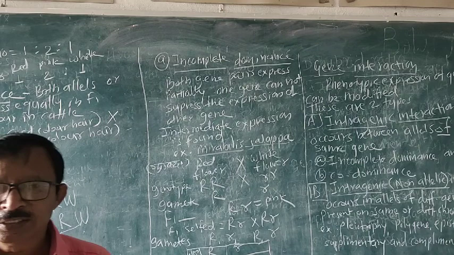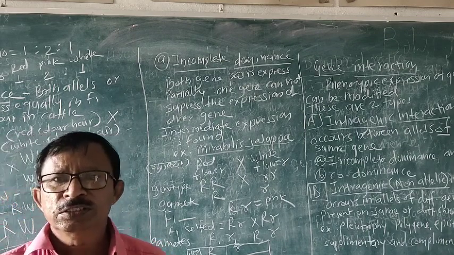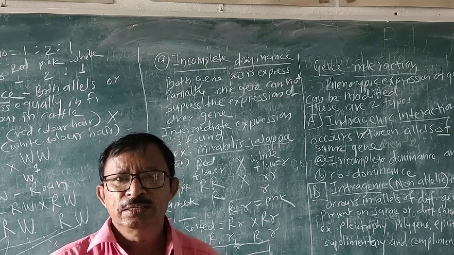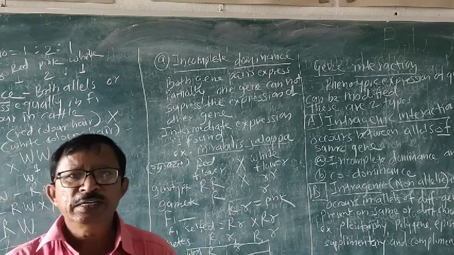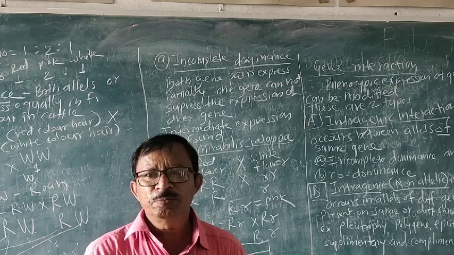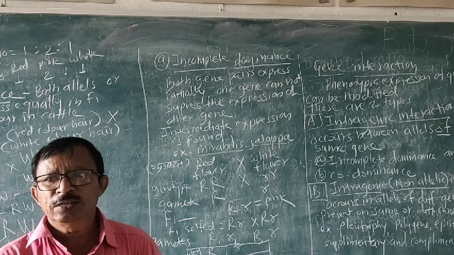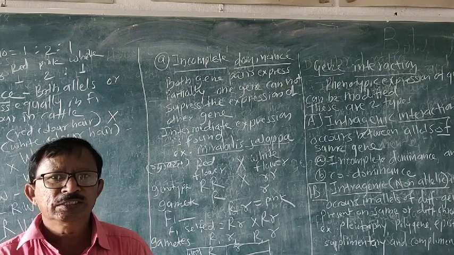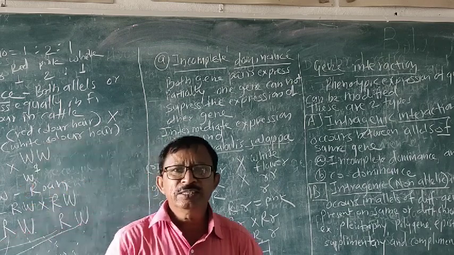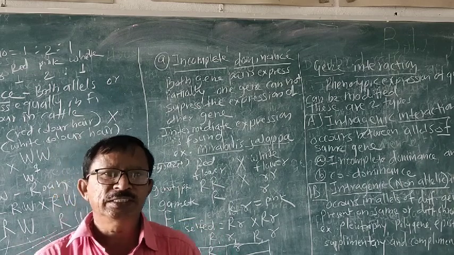Good morning, students. Now we have completed the three different laws given by Gregor Mendel. These are the law of dominance, law of independent assortment, and law of segregation of character. In the law of dominance, we know that the characters which are dominant express in the F1 generation.